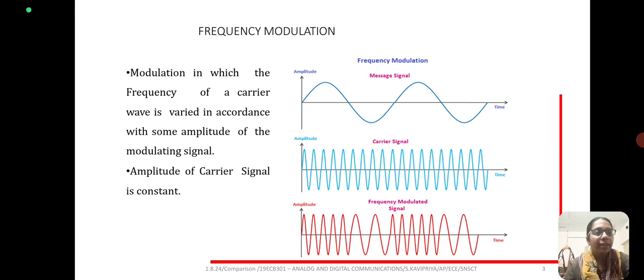When the message signal is maximum, there will be one variation in the carrier signal. When the message signal is minimum, there will be some variation in the frequency of the carrier signal.